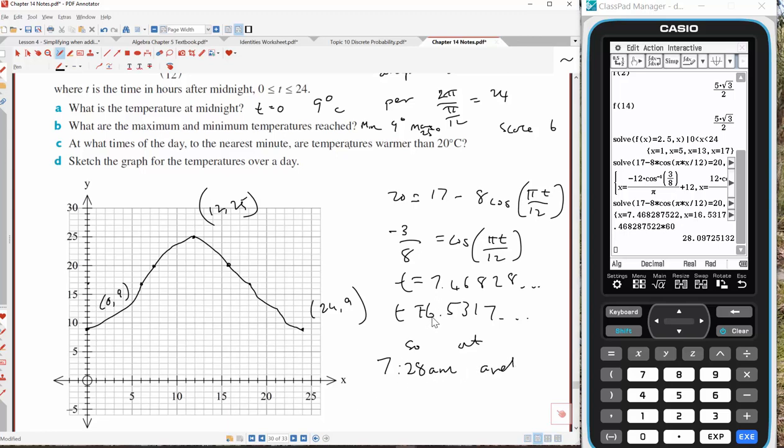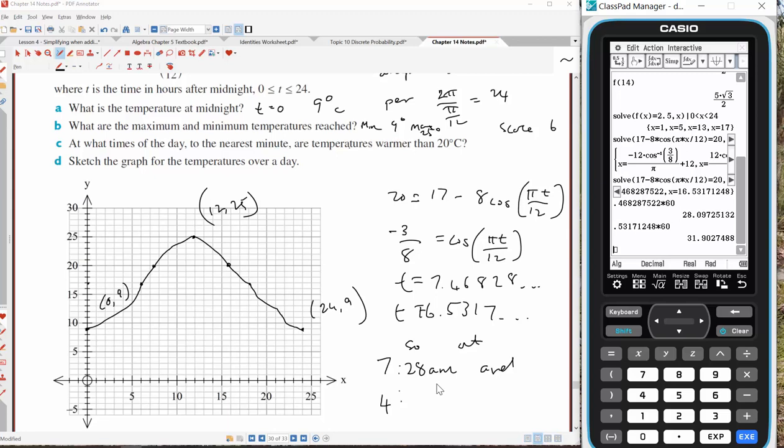And 16 is going to be 4. Let's grab the decimal component, which will be a bit over halfway through the hour. So grab a few of the places and multiply that by 60 as well, and you get 31.9, which to the nearest minute is 4:32 p.m. All right, so at 4:32 p.m. in the afternoon, or between 7:28 and 4:32, your temperature is above 20 degrees. Okay.